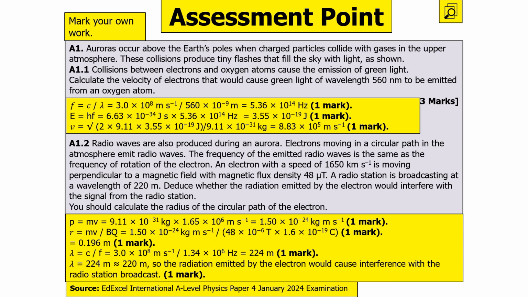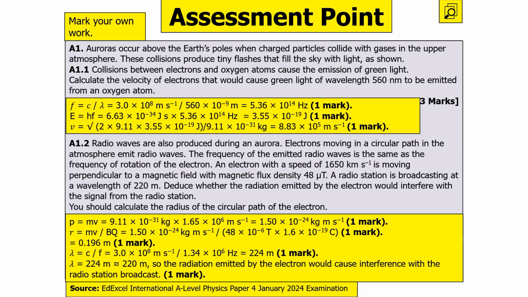We know that the wavelength, therefore, is going to be c over f. Now we can work out what our value of f is going to be, because we know that c is going to be 3 times 10 to the 8, but also that the frequency links to how many rotations you would have in a second. So that would be 1.34 times 10 to the 6 hertz. So therefore our wavelength is going to be 224 meters. Now it would cause interference because the radio station is emitting at 220 meters. So therefore it's a very similar wavelength, so the electron would cause interference with our radio station broadcast.